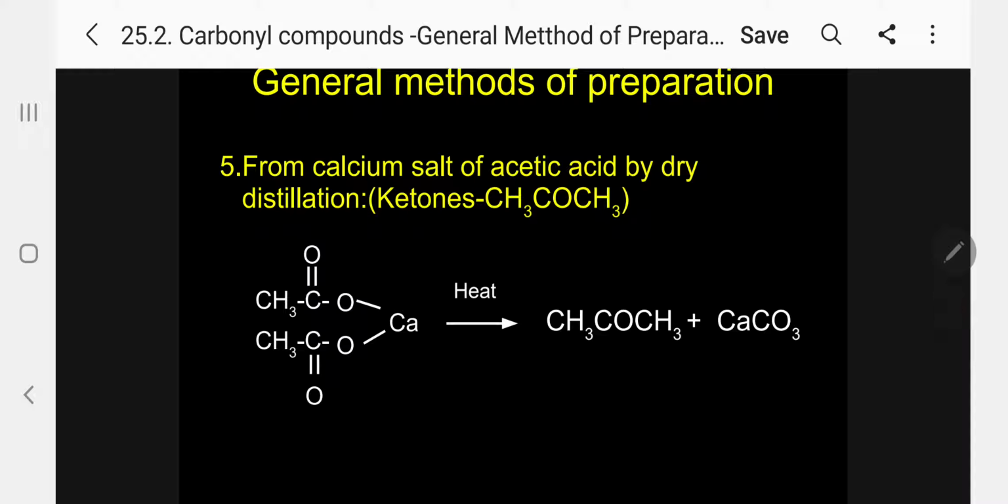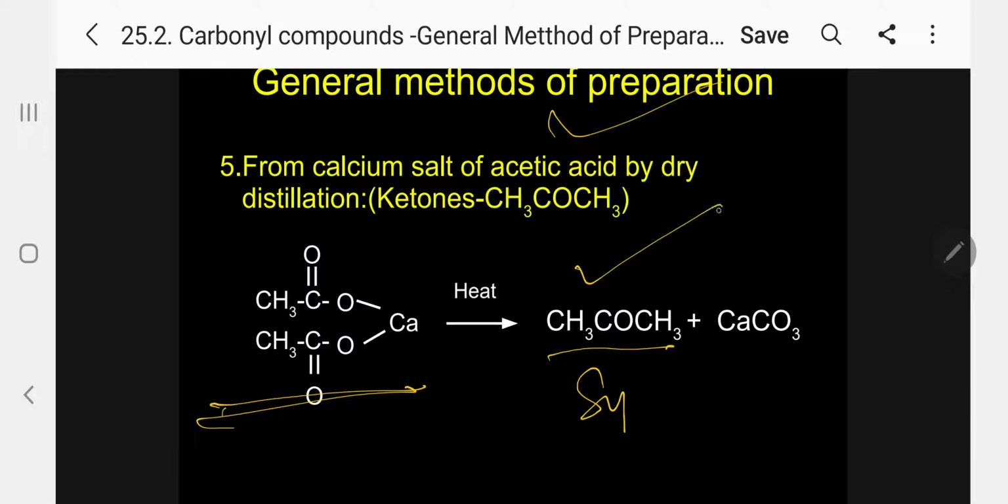acetone, a ketone. I already told you this is a symmetric compound, symmetric. So only one salt, calcium acetate, will be enough. From the calcium salt of acetic acid by dry distillation we produce acetone directly and calcium carbonate. It is produced. Please follow.